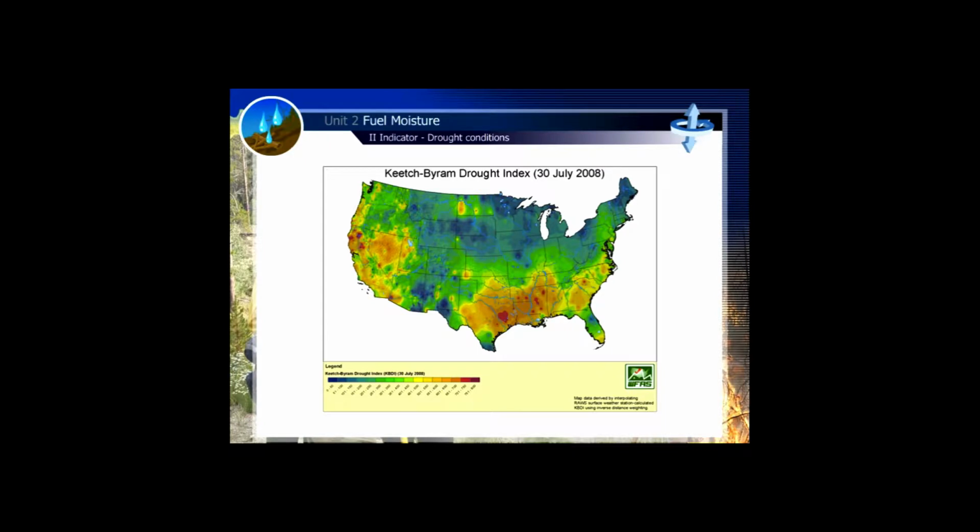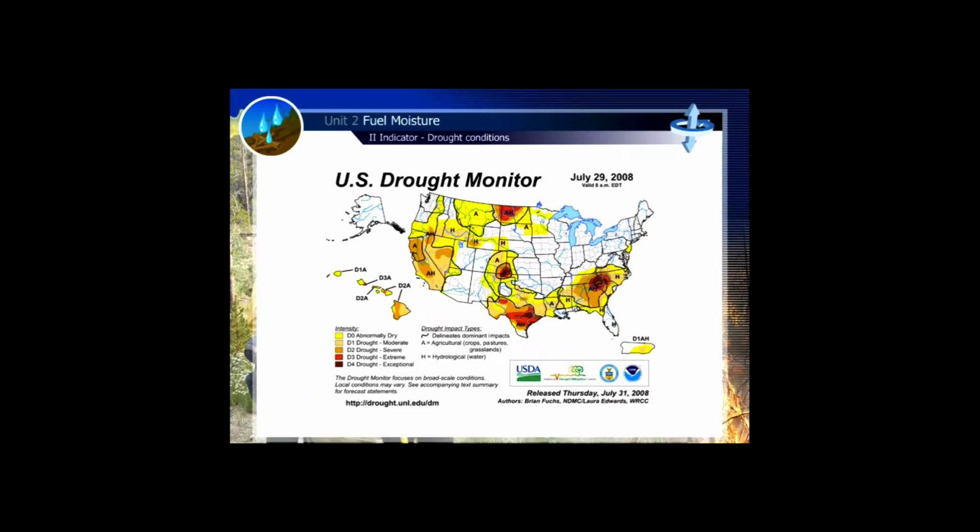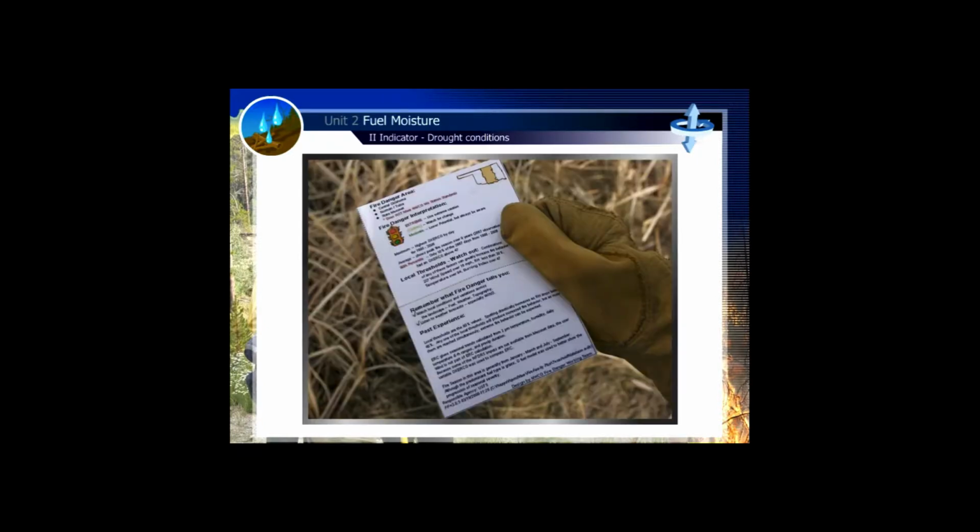The next one is the Keetch-Byram Drought Index. This index is a good predictor of fire severity in the humid environment of the southeastern United States. The last index is the U.S. Drought Monitor, which provides broad-scale drought information.